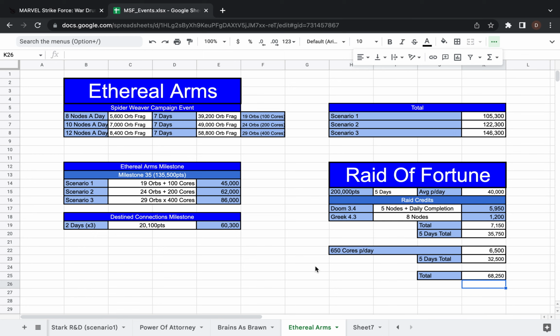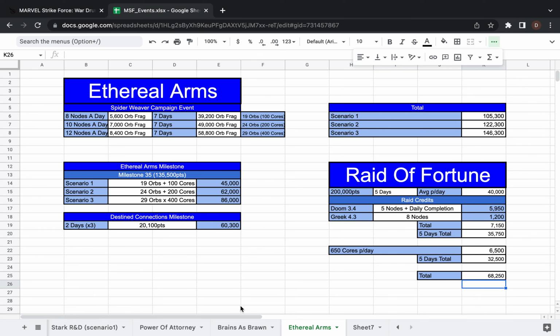We can save some, hopefully stock up on cores. It's kind of hard considering we're in a core spending event right now, and we're going to need to spend more cores. So make sure you're hitting those arenas, getting the best ranking you can to just kind of restock on core. So this is broken down as to how many nodes you're completing a day.